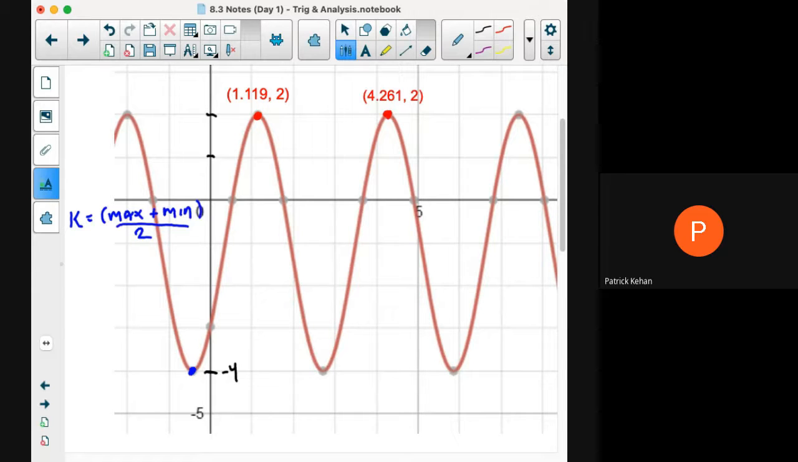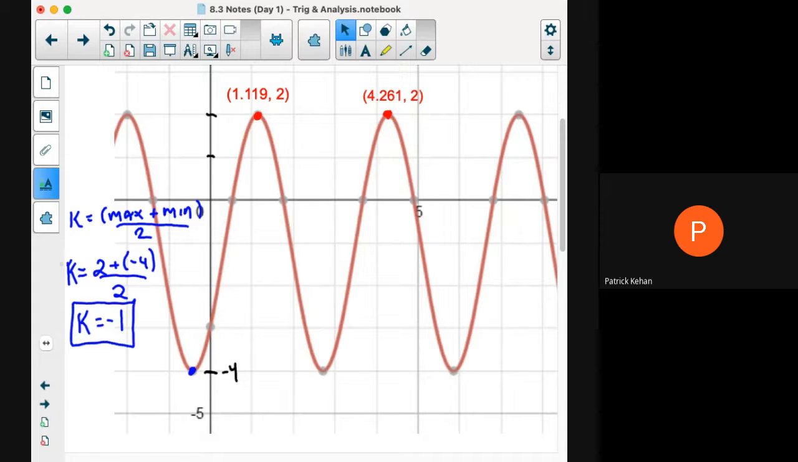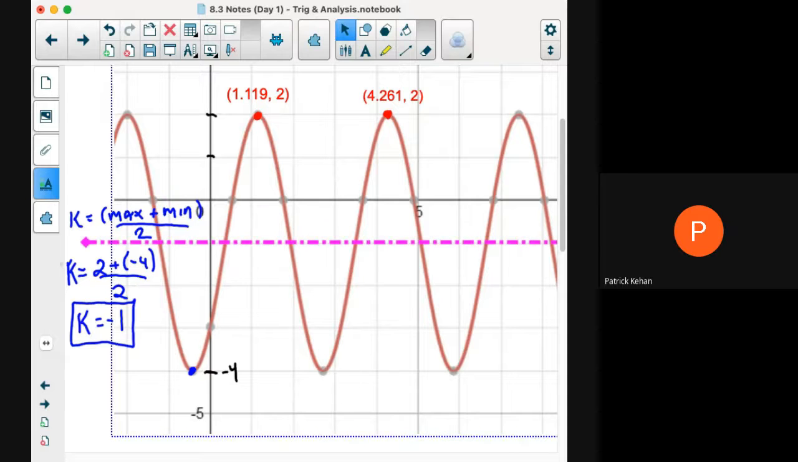So basically here, the max value is 2. The minimum value is -4. I'm going to divide this by 2, and that's going to equal K. That leaves us with -2 divided by 2, so K equals -1, which is critical because this is going to be a value in our equation. So I'm going to sketch that in right there. So there's a visual for us at this point: that's the line of oscillation.